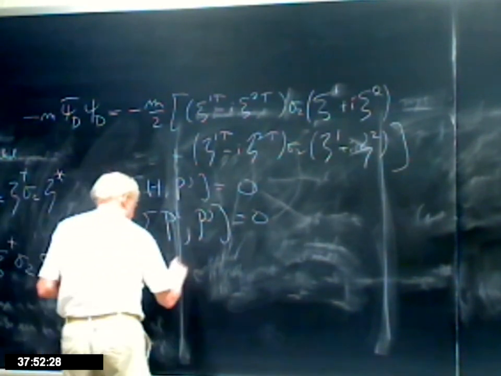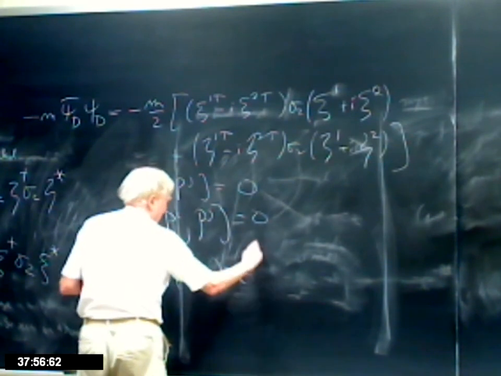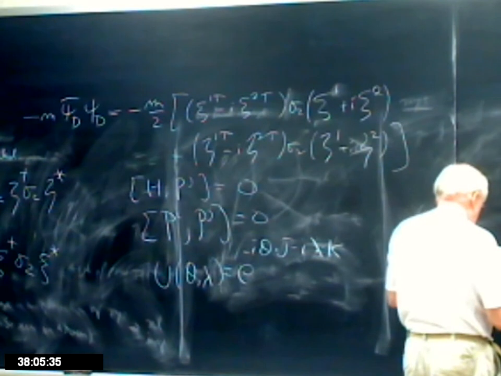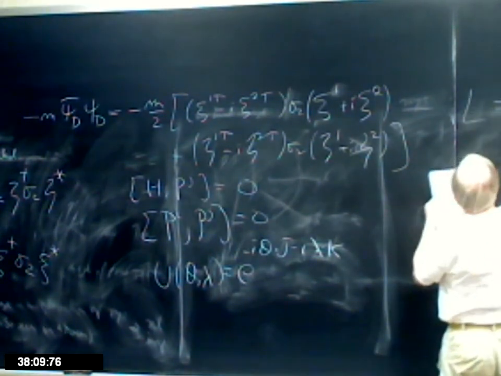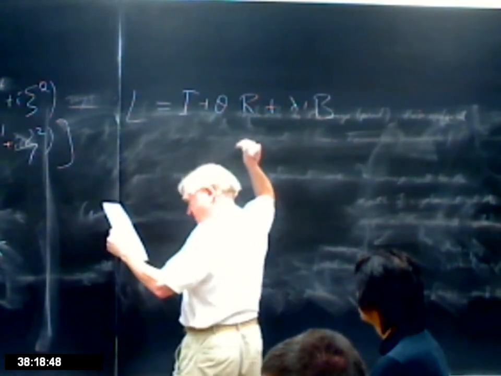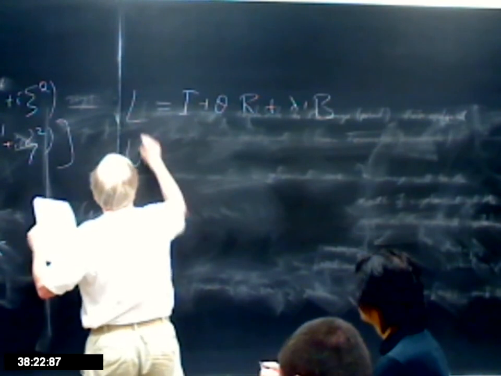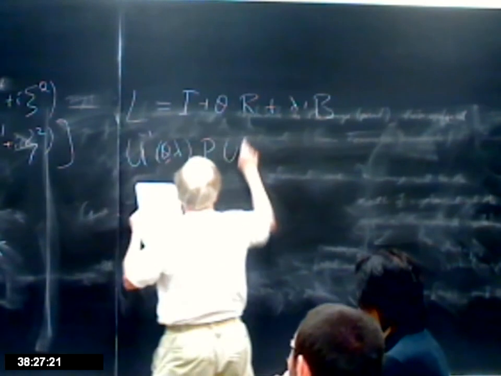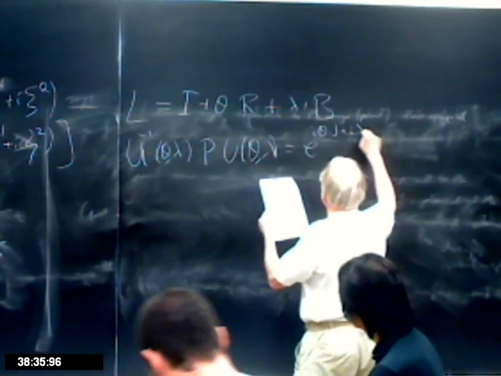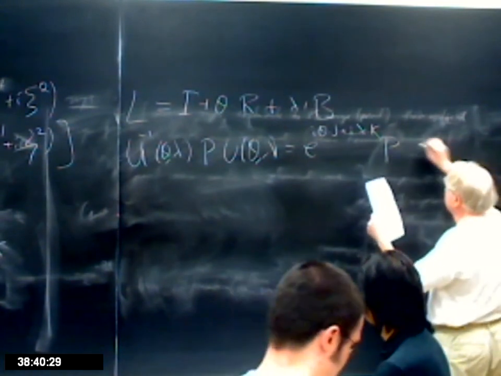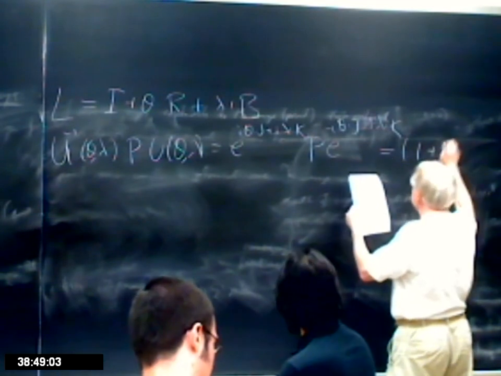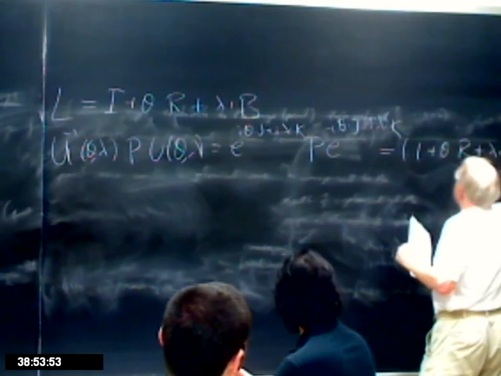All right. The Lorentz transformations, of course, are U of theta and lambda, e to the minus i theta dot J minus i lambda dot K, so those are boost matrices. The infinitesimal one is 1 plus theta dot R plus lambda dot B, in terms of those matrices that we used earlier. The inverse of U of theta and lambda acting on P, U of theta and lambda, is, of course, e to the i theta dot J plus i lambda dot K, P, e to the minus i theta dot J minus i lambda dot K. And this is going to be 1 plus theta dot R plus lambda dot B, acting on P. Here P is a 4-vector.